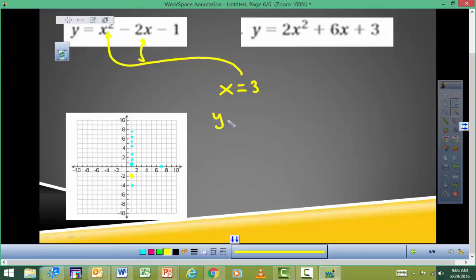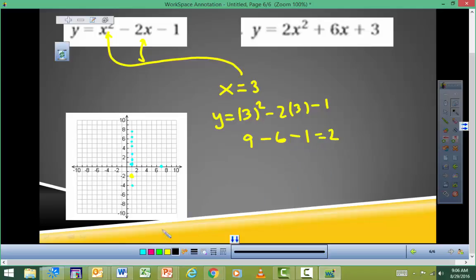So that gives me y is equal to 3 squared minus 2 times 3 minus 1. Okay, so 3 squared is 9, minus 2 times 3 is 6, minus 1, right? So 9 minus 6 is 3, minus 1, that gives me 2. Okay, well, the point is, pardon the pun, when x is equal to 3, my y-coordinate is 2.